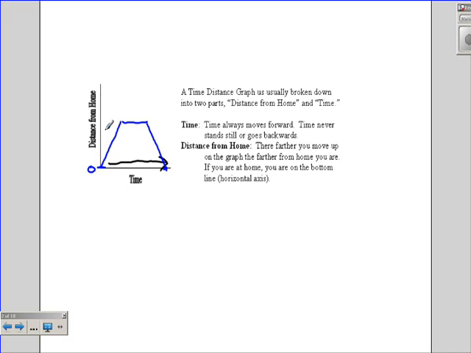So our distance from home can change, and we can leave our home and always come back to our home. In time, we cannot start at, let's say, 12 o'clock and come back to 12 o'clock. That's just not possible when we're talking about that.